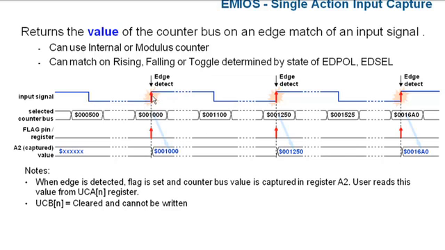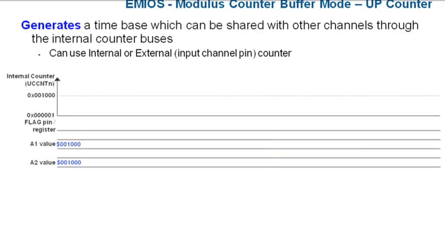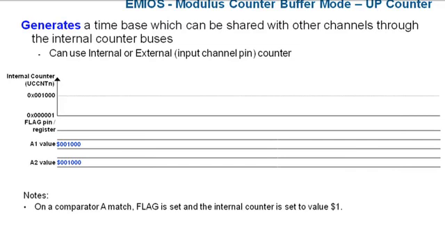There's only one action here. I'm looking for one edge, and so the flag sets. For a counter, though, I'm going to use a modulus counter, and it could be an up counter or an up-down counter.